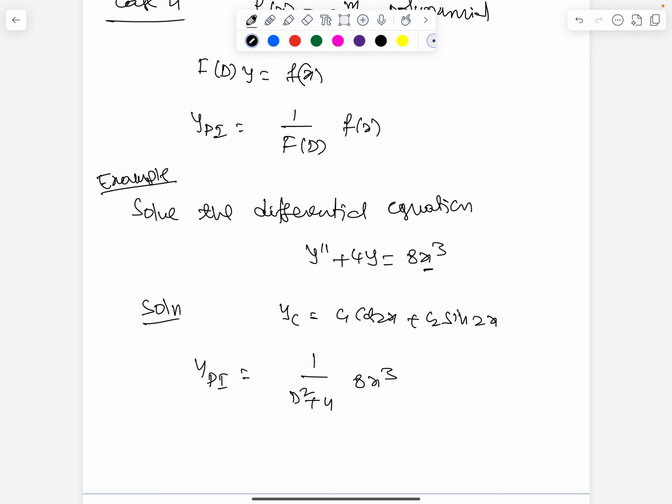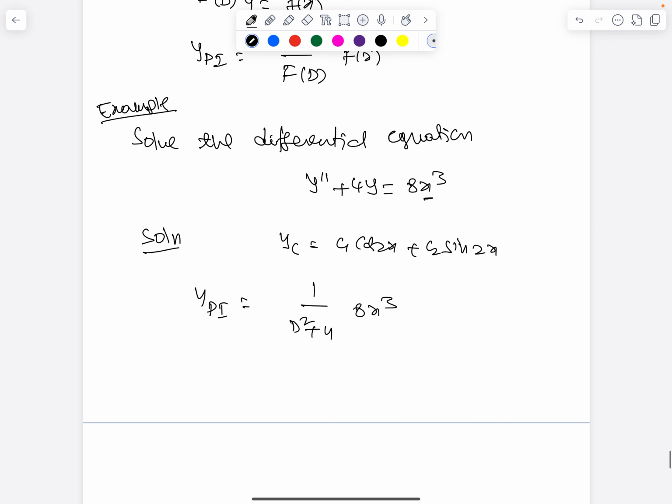So how do you solve this type of equation? Since only a polynomial is there, 1 by d, where d stands for the derivative, means the inverse of the derivative. So I want to handle this problem in the derivative form by taking 4 common and then writing d square by 4 into 8x cube.